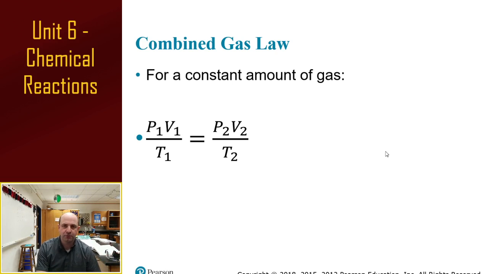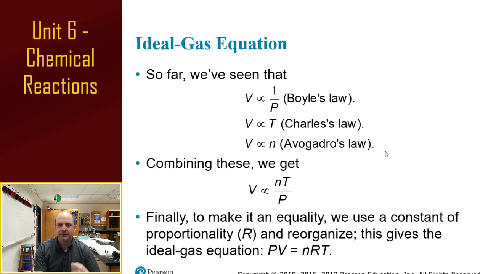The other thing we can do by combining those simpler ones is the ideal gas law, where we say, okay, volume is inversely proportional to pressure, volume's directly proportional to temperature, volume's directly proportional to amount. If we combine these, volume is proportional to amount times temperature over pressure. Well, if we reorganize it and throw in a proportionality constant that for once we don't just call K, we call it R, the gas constant, we get the ideal gas law.